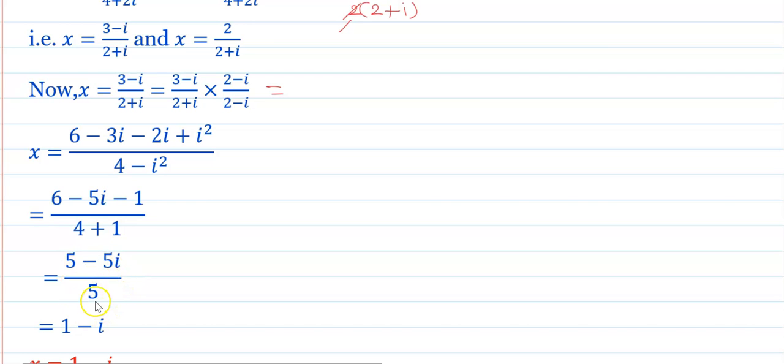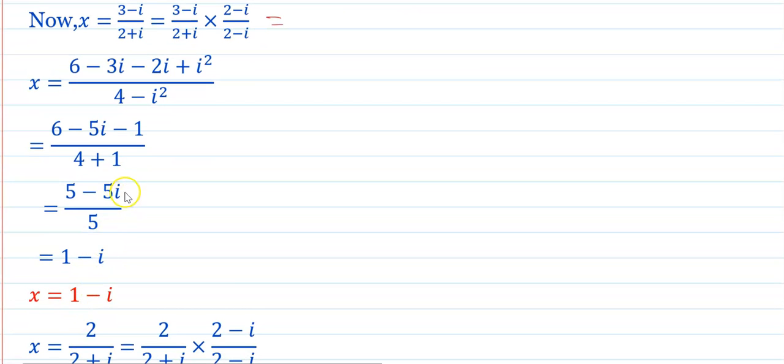Now we divide both by 5. 5 upon 5 you will get 1. 5i upon 5 you will get i. Therefore x is equal to 1 minus i.